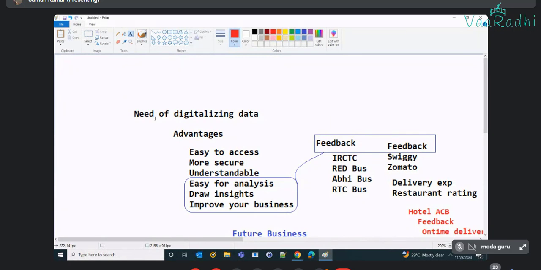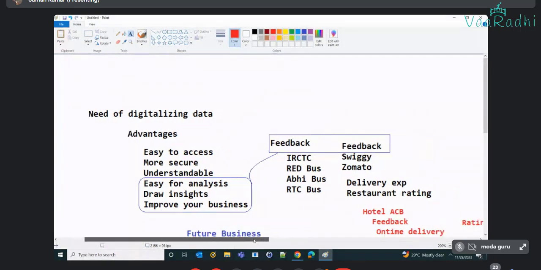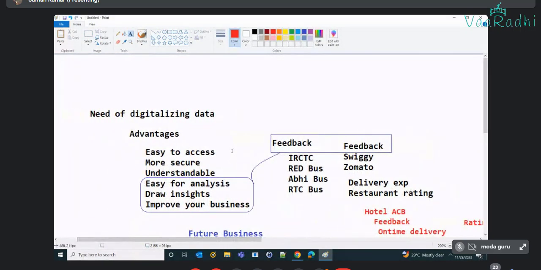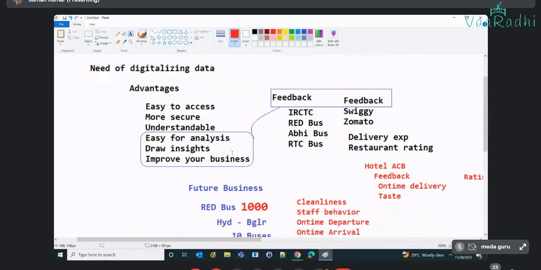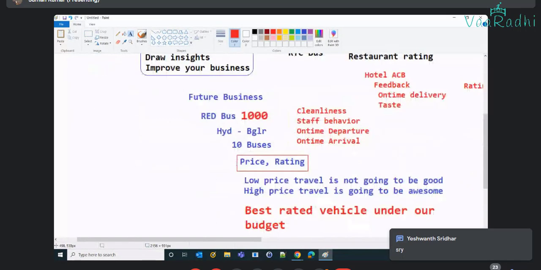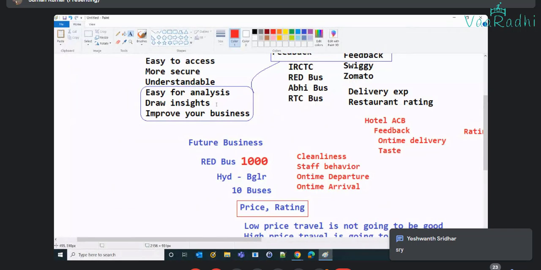Yeah, thank you. So this is the advantage of digitalizing our data. Once you have data in the digital format, then you will be able to analyze and draw conclusions or insights on your data, and based on that you can improve your business.